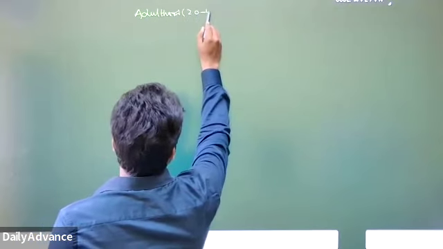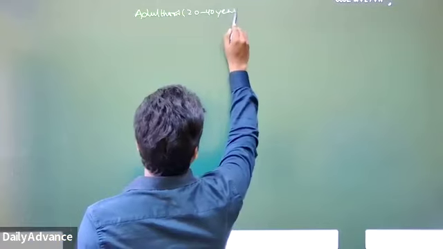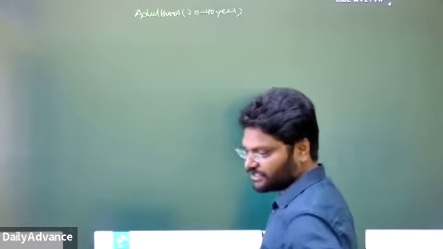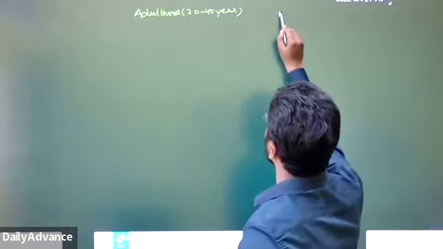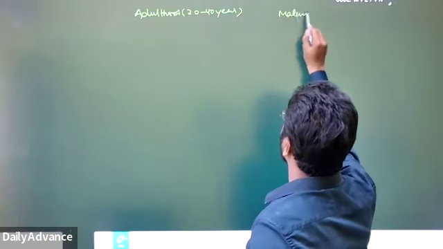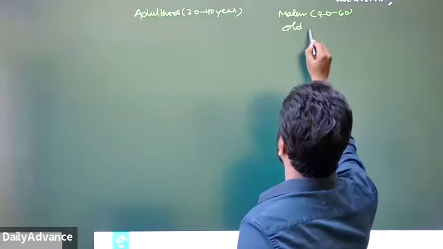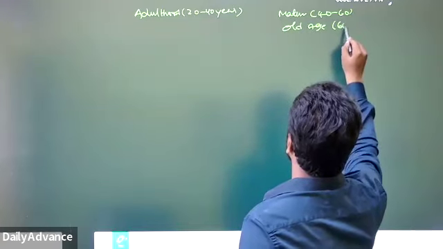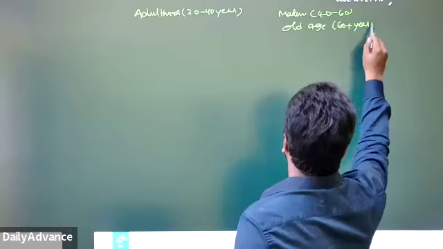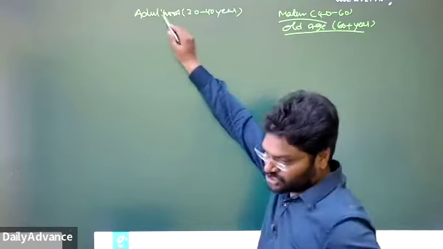So 20 to 40 years. Maturity years means a matured person, 40 to 60. Old age means 60 plus. So these are all the remaining 3 stages.